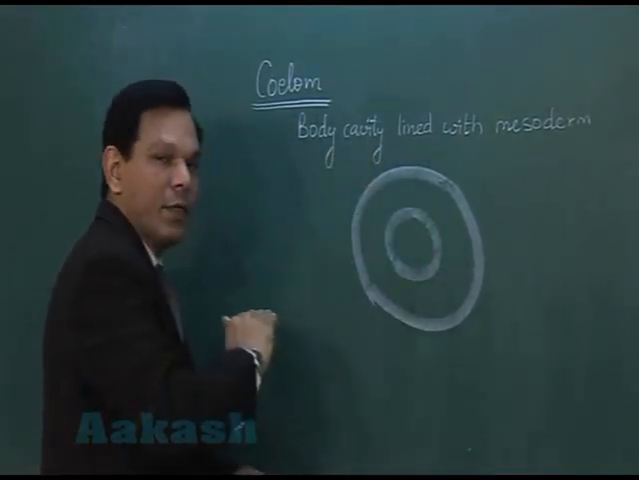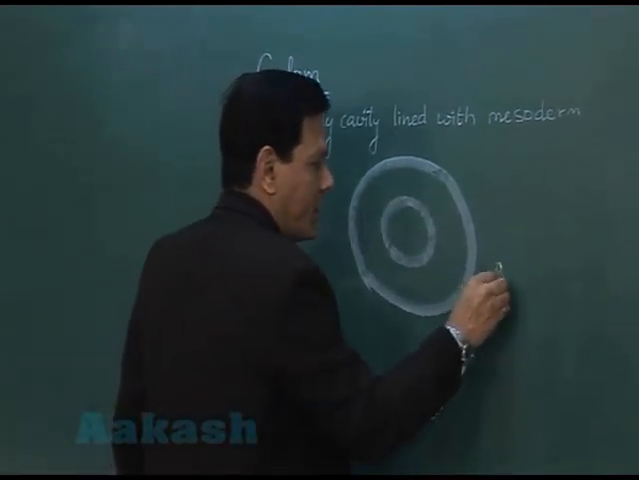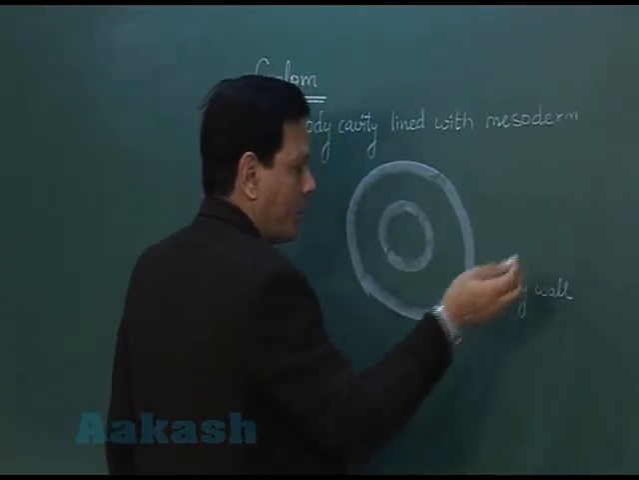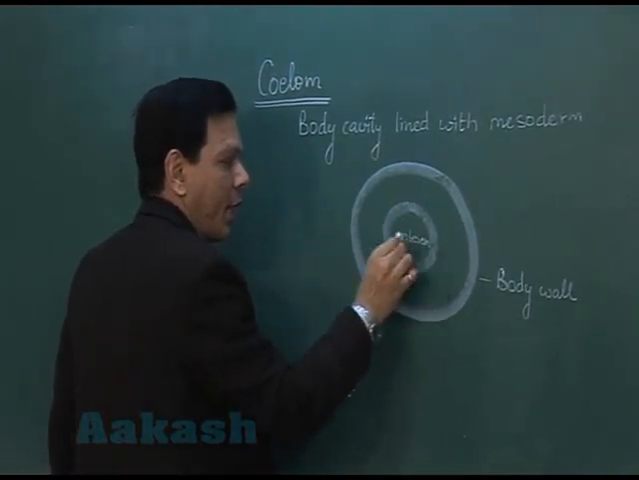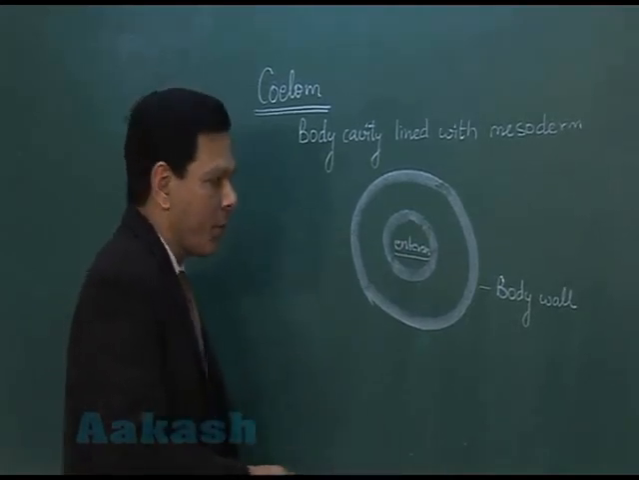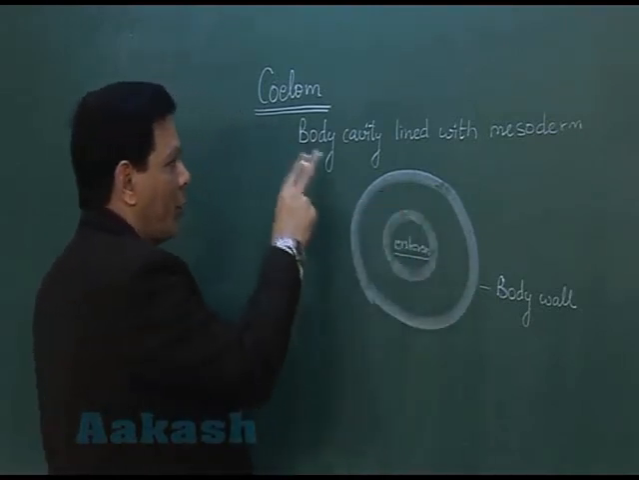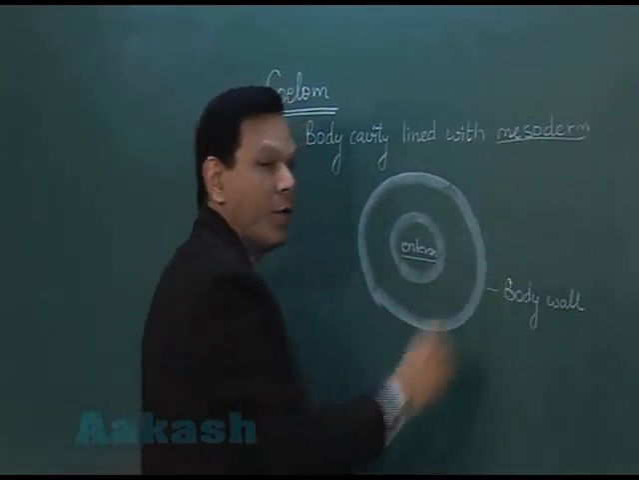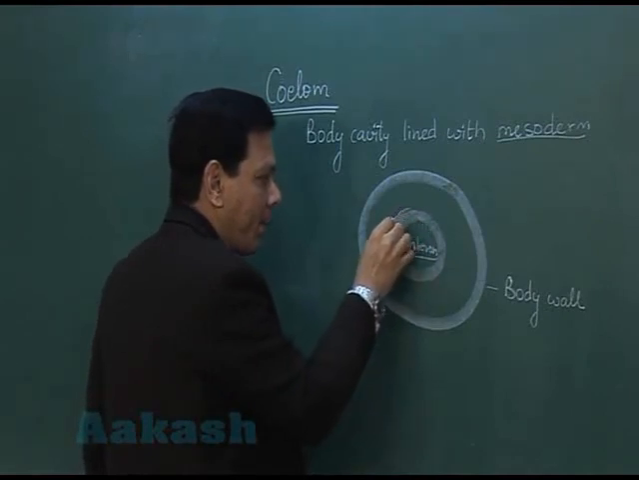Suppose that is the transverse section of the organism. This part is showing its body wall, and let's say that is the enteron. Enteron means the alimentary canal. Now this is the space in the cavity. But to call it coelom, the condition is it must be lined with the mesoderm. Means the mesodermal lining should be present.